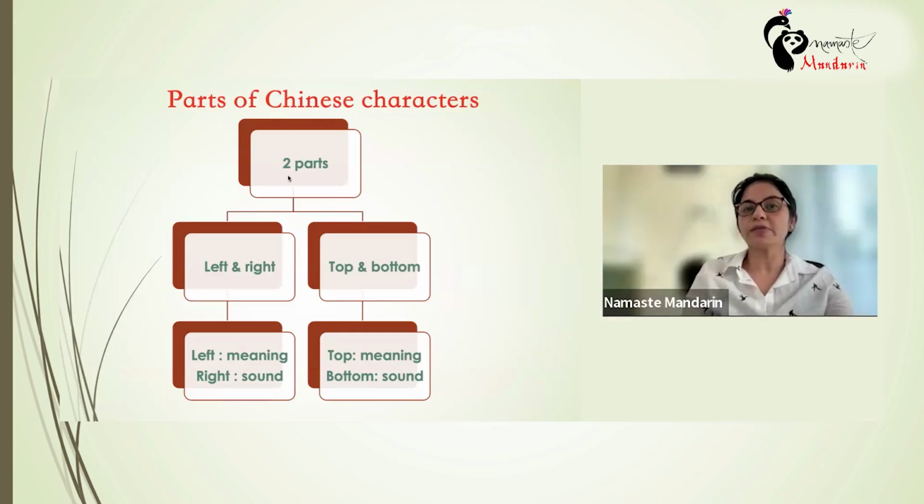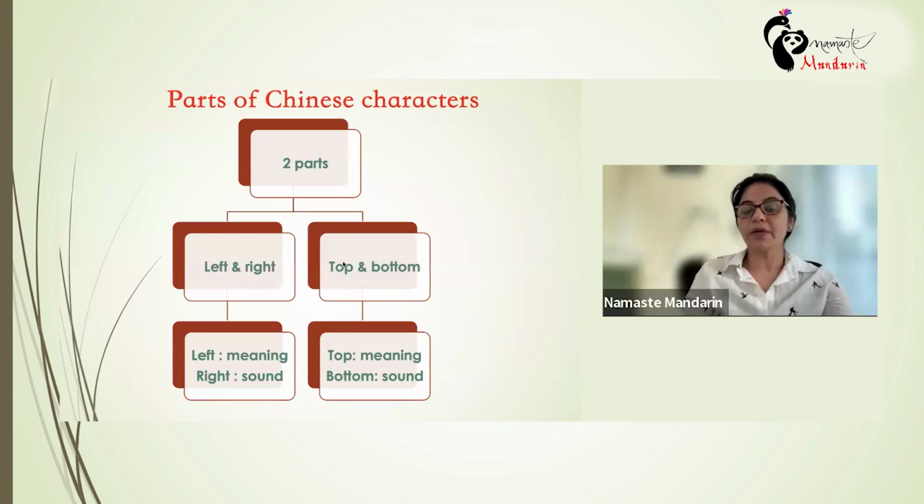Okay, so again, it's not that all the characters have two parts, but most of the characters have two parts. The majority of the characters have two parts. Some characters have a left and right part, and some characters have a top and bottom part. Now, for the characters which have left and right parts, the left part gives the meaning to the word, and the right part gives the pronunciation or sound to the word.